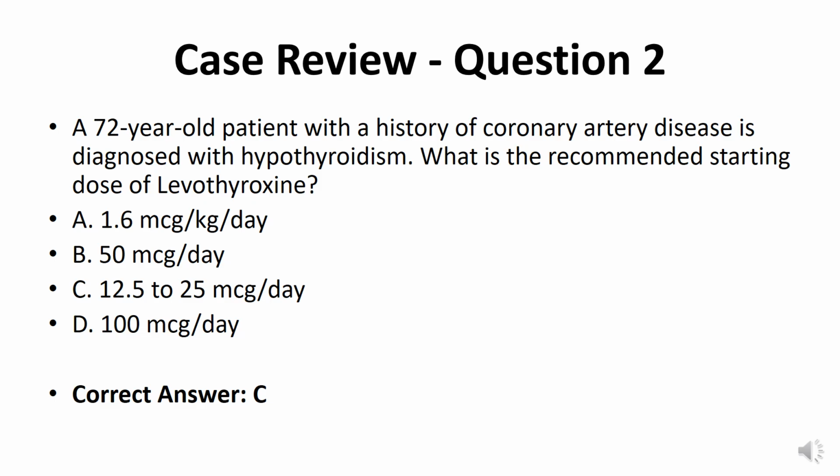Even though levothyroxine is highly effective, dosing decisions depend heavily on age, cardiovascular status, and overall physiologic reserve. So, for a 72-year-old patient with coronary artery disease and hypothyroidism, the safest and most appropriate starting dose is 12.5 to 25 micrograms per day, making answer C correct.